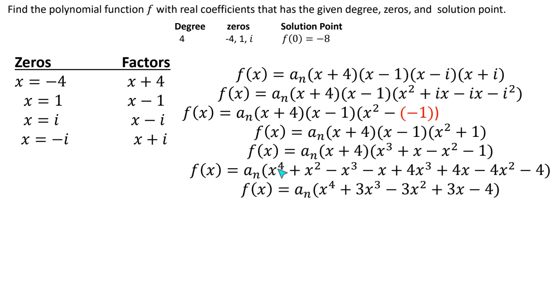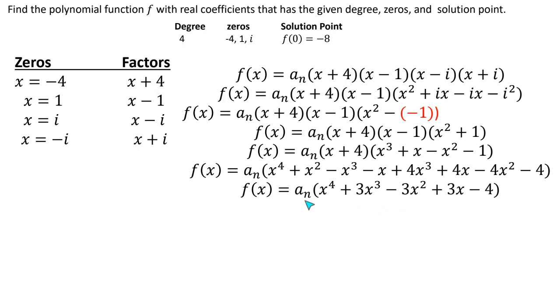And gather our like terms. So we have x to the 4th. We have negative x cubed and a positive 4x cubed. So that's positive 3x cubed. Then we have an x squared here, a negative 4x squared. So that's a negative 3x squared. Then I have an x, negative x, and positive 4x is positive 3x, minus 4. So as you can see, now we have a polynomial here.